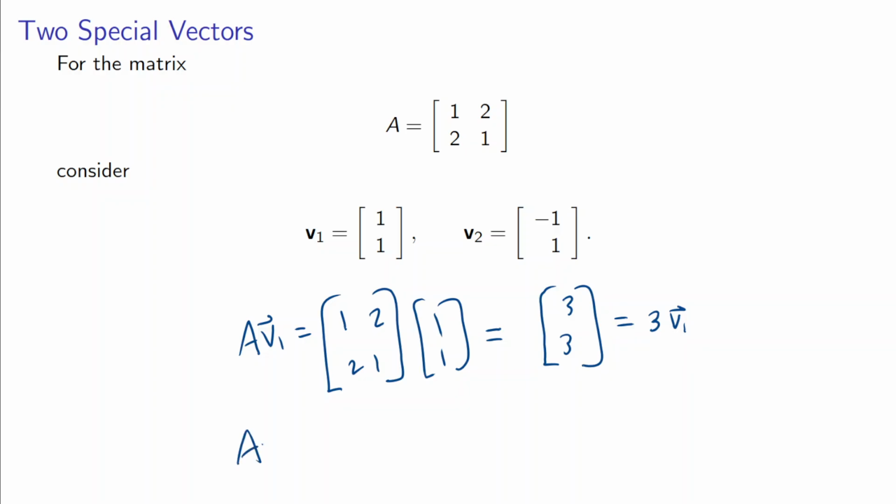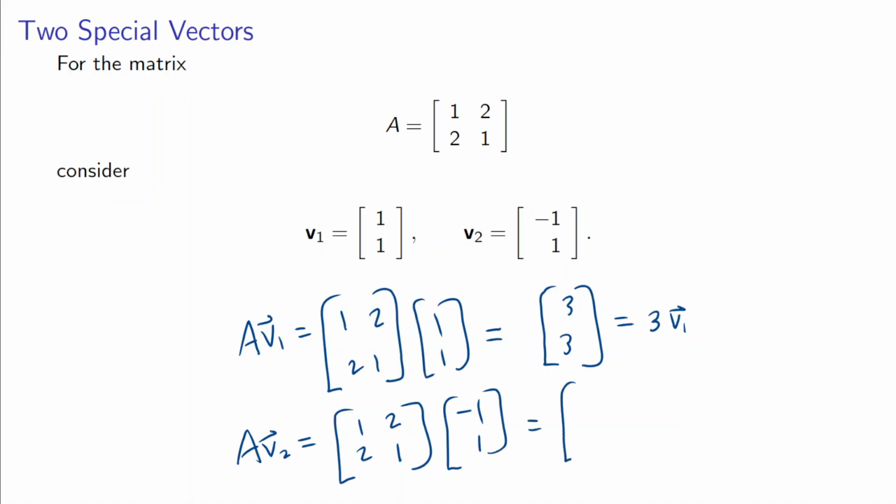If we looked at A V2, then, again doing this matrix vector multiplication, that's negative 1 plus 2, so that's 1, and negative 2 plus 1, so negative 1. And notice that is negative 1 times our original vector, or negative V2. So we end up with a vector that points in the exact opposite direction as our original vector.